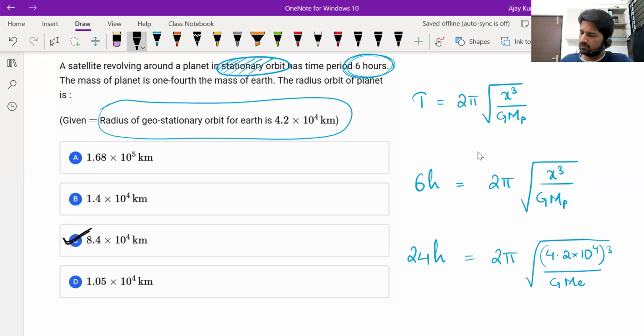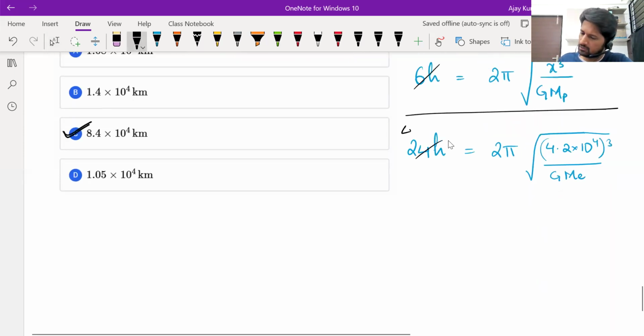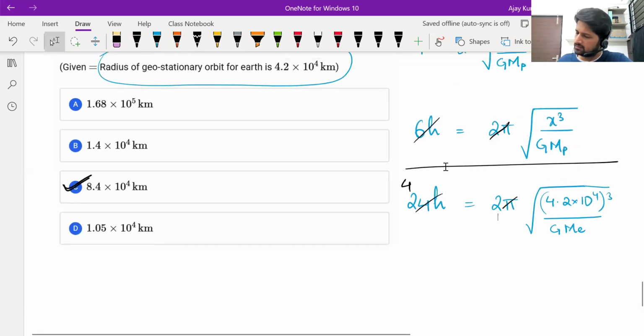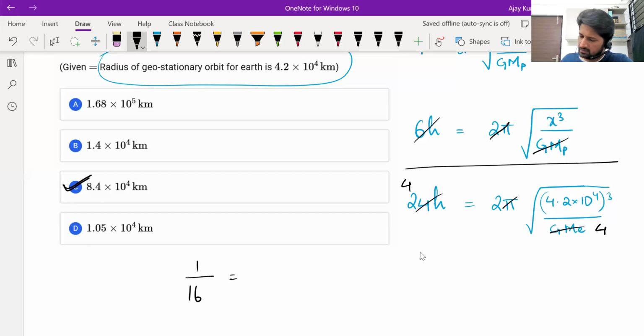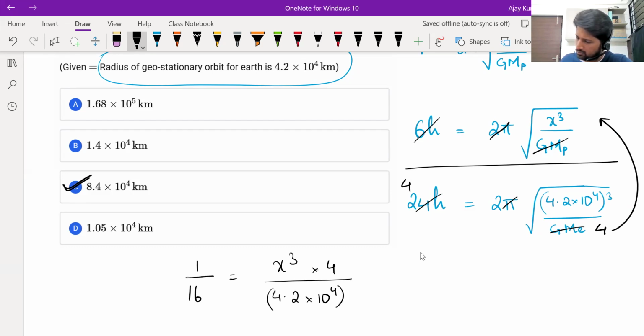That's all. Now you divide these two equations and then make some adjustments. When you divide these two, 6 and 24 will go 4 times, 2 pi cancel, G cancels, and they said mass of planet is 1/4 the mass of Earth. So you can say Earth is 4 times heavier than the planet. Then square on both sides. Left hand side you have 1/4. When you square it, it becomes 1/16 is equal to right hand side: x cube, this 4 will go to the numerator, into 4, divided by 4.2 into 10 power 4 whole cube.